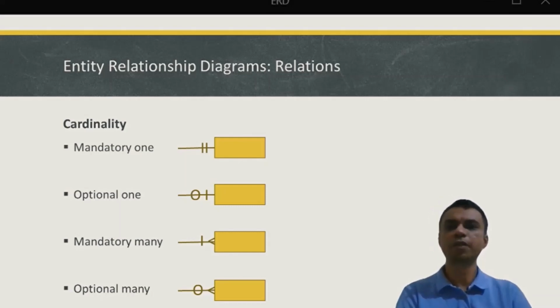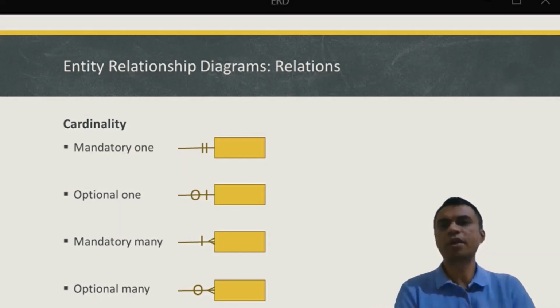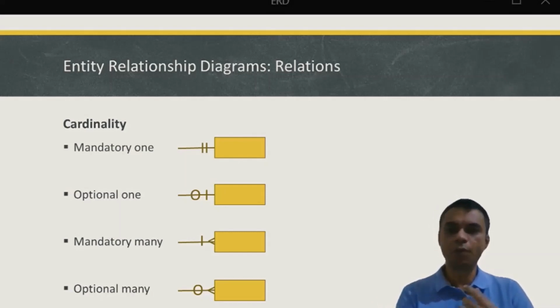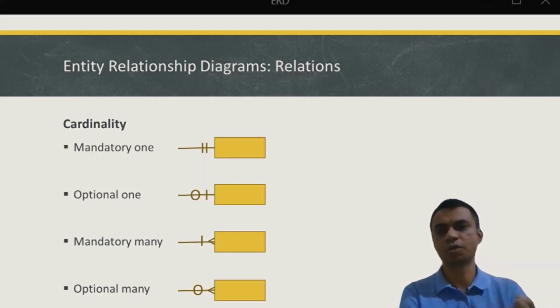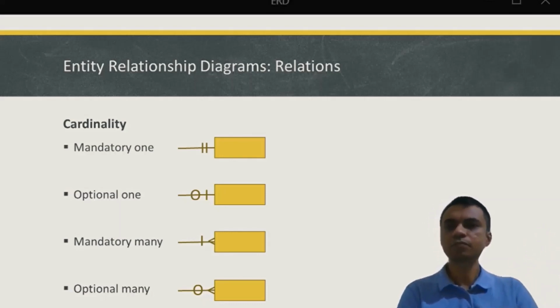Similarly, your permanent address. Not everybody may have a permanent address. Permanent address means you need to have an address proof and all those things, so not everybody may have that. But if you have it, you can have only one. You cannot give 10 different addresses as your permanent address. So that's another example of an optional one.